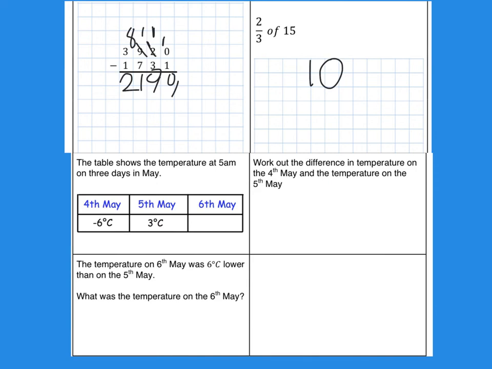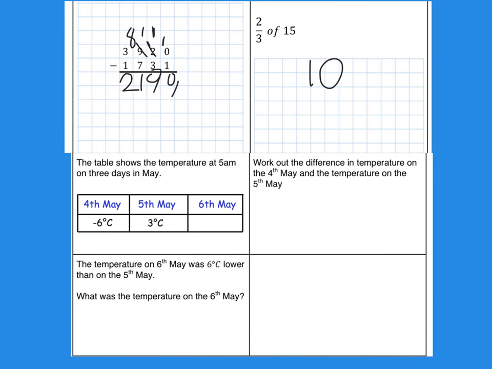Okay, the next question. The table shows the temperature at 5 a.m. on 3 days in May. Okay, so 4th of May, you can see it's -6. That's 6 degrees below 0. The 5th of May is 3 degrees. And the 6th of May. It says, work out the difference in temperature on the 4th of May and the temperature on the 5th of May. Okay, so 4th of May is -6, 3 degrees on the 5th of May.